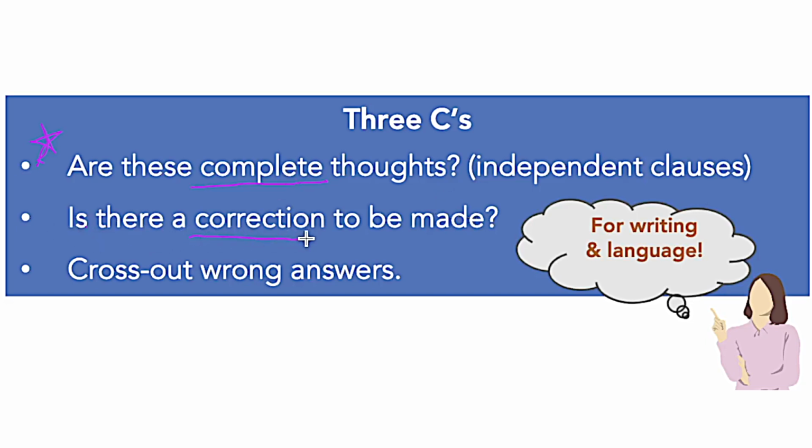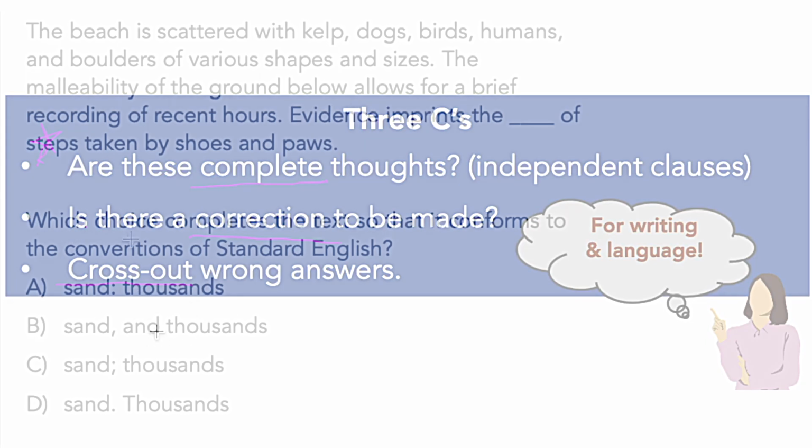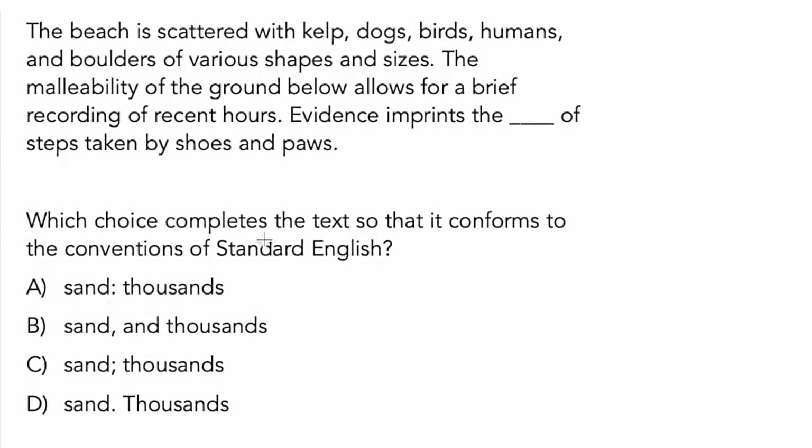Is there a correction to be made? Do I think that there is some sort of grammar or punctuation problem happening here? Or do I think that we don't need any punctuation and we just need the words? And then obviously we're going to cross out or eliminate our wrong answers. So let's look at this question here. Which choice completes the text so that it conforms to the conventions of standard English? Again, another question format that is always going to be punctuation. So if you see conventions of standard English, pause, don't keep reading the question, and just go ahead and jump into the paragraph.